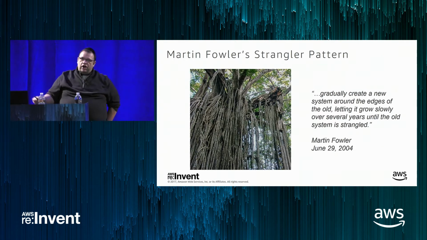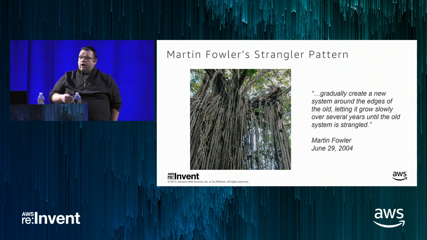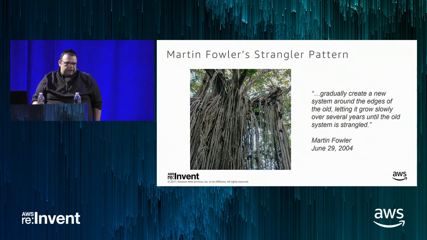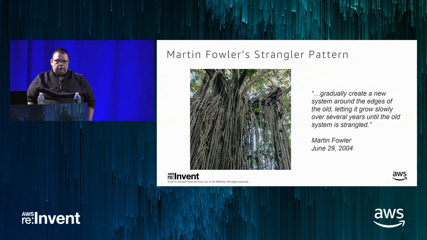And over time, you have these hundreds and thousands of vines that go all the way down to the soil, and eventually they actually cover up the host tree entirely. And then on the soil level, they end up competing for the nourishment. And then eventually the host tree dies, and you basically have this new fig tree with a hollow inside.